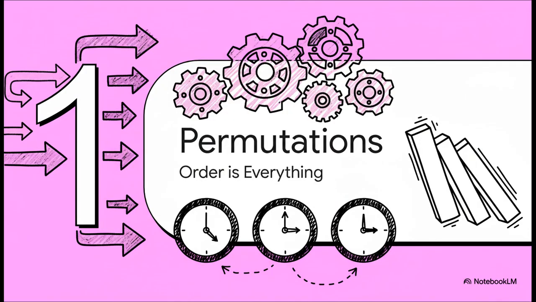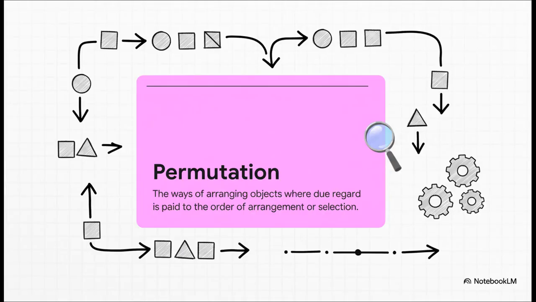First up to bat is the permutation. This is your go-to tool for any situation where the sequence, the arrangement, the order of things is critical. So, the textbook definition says we're paying due regard to the order. That's really just a fancy way of saying that the order matters a lot. It's not just about what you pick, it's about the specific spots they're in.